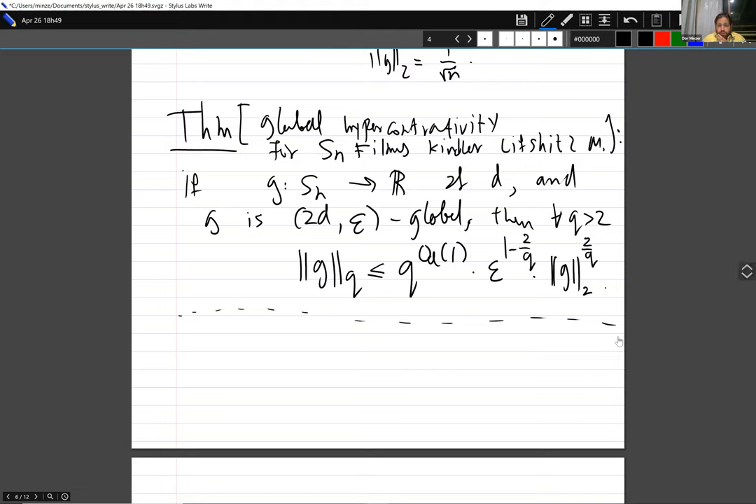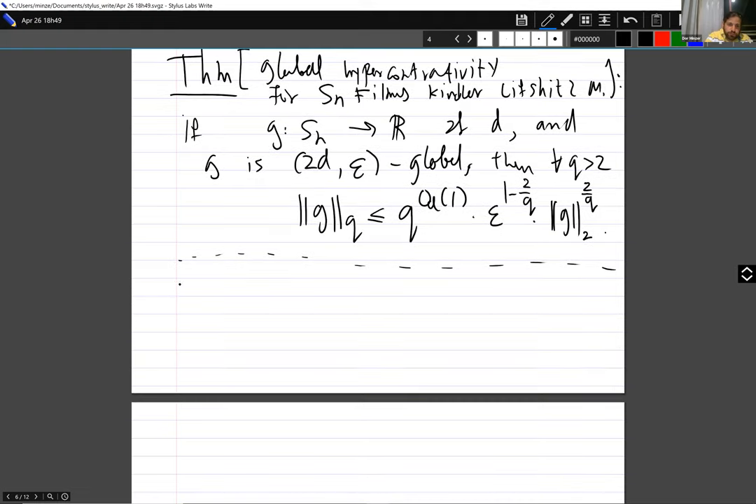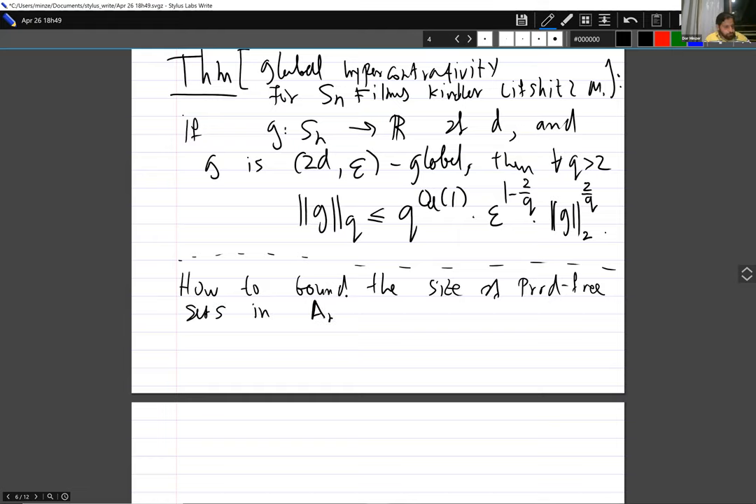And now I want to tell you a little bit about how we proceed in the argument for A, and then we'll reach some point where we'll need some result about the level one weight, and then I'll tell you quickly what is happening. So, how to bound the size of product-free sets in A_n.